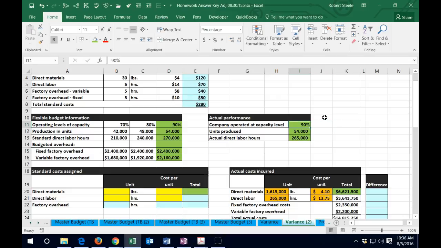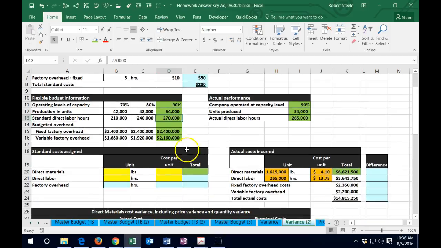That's what actually happened compared to the budgeted information of what could have happened and the budgeted information per unit. Then we have the units produced. We know at this point what actually happened, and that actually lines up perfectly to what we thought was going to be produced in this case at 90% capacity. And then we have the actual direct labor hours here, which are 265,000. And that's different than what we would think would have happened at the 90% capacity based on our flexible budget.